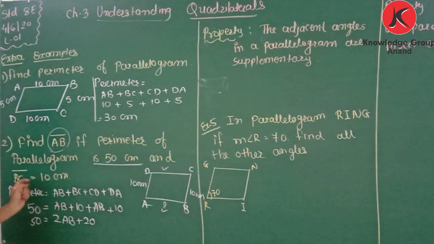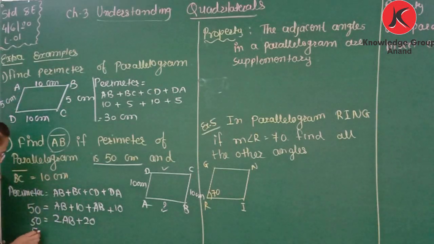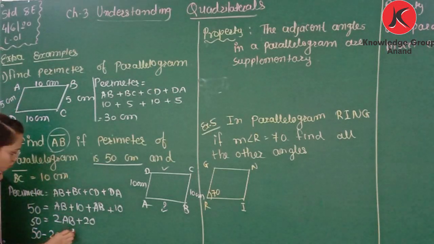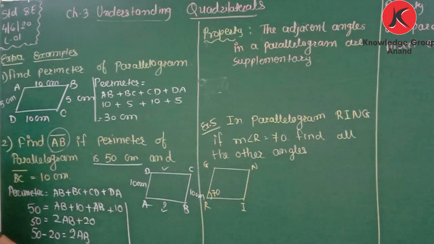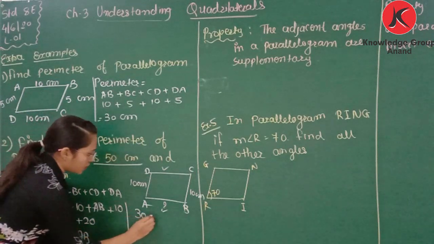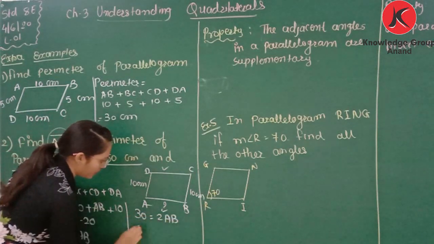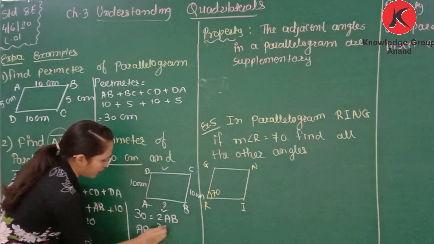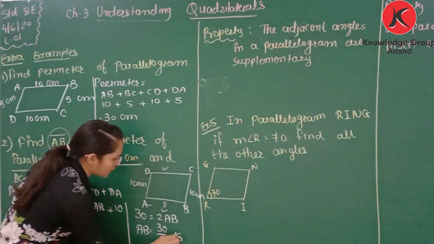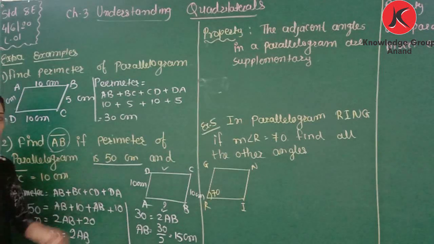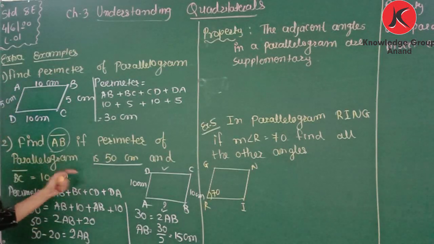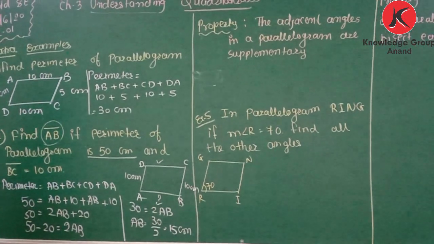Now 20 on the left side becomes subtraction. So 50 minus 20, that is 2AB. 50 minus 20 is 30, equal to 2AB. So AB will be 30 by 2, that is 15 centimeter. Clear? This way you can find the unknown side in a parallelogram if the perimeter is given. Now next.